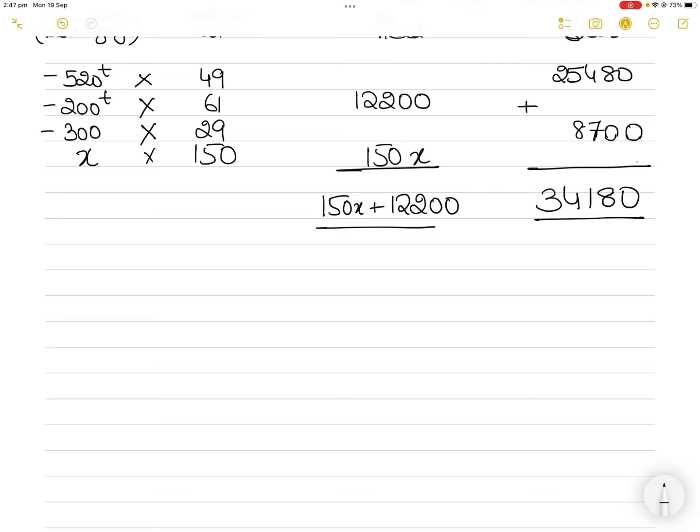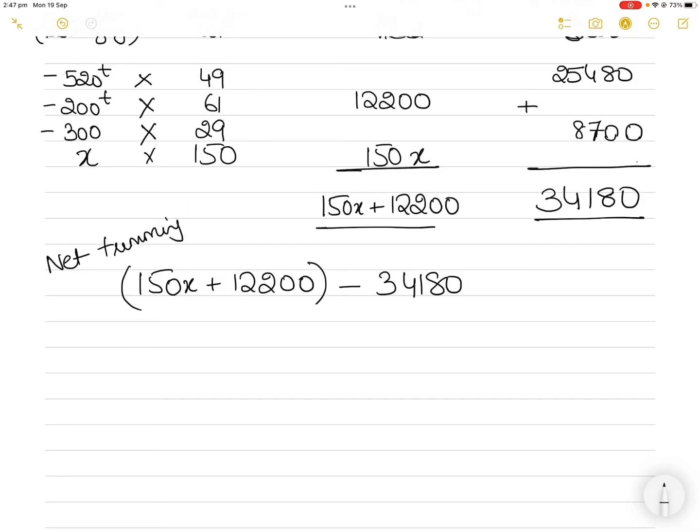Alright, now because I want the head trim to be more, I will assume this number is more: 150x plus 12,200 is more, minus 34,180. This is the net trimming moment, and the trimming moment by head has to be more. So therefore I have put 150x plus 12,200 as the bigger number and minus 34,180. So this becomes 150x minus 21,980. This is the trimming moment.